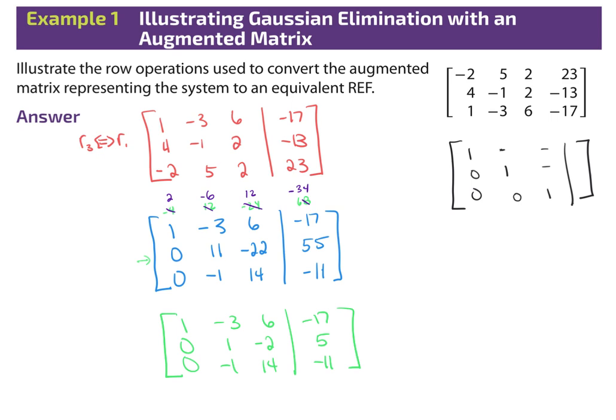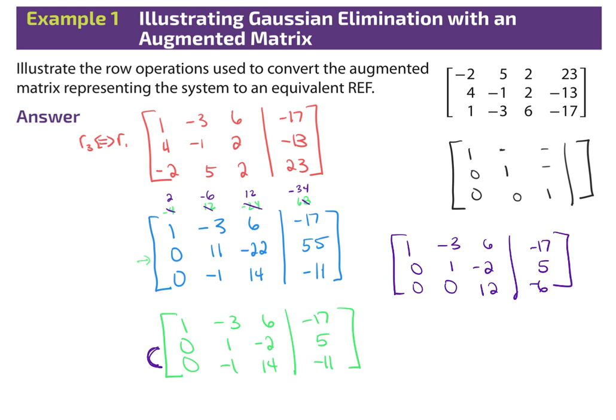I need to zero out what's underneath that 1. Well, they were very nice to me. I have a positive 1 and a negative 1. I can just add those 2 rows together. So my next little set here, this guy is done. We don't have to worry about him right now. But now I'm going to add these 2 rows to get rid of that negative 1. So 0 and 0 are 0, 1 and negative 1, 0, negative 2 and 14, and then 5 and negative 11. All right. So far, so good.